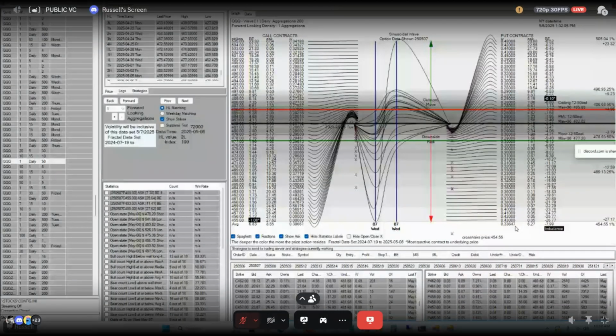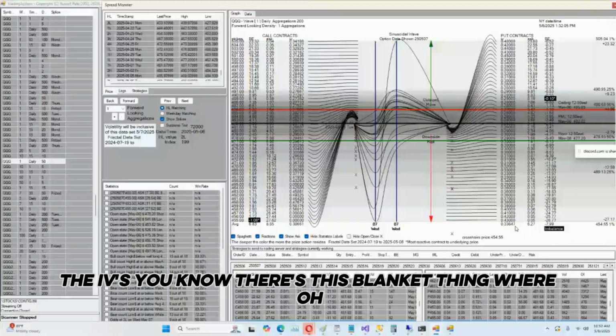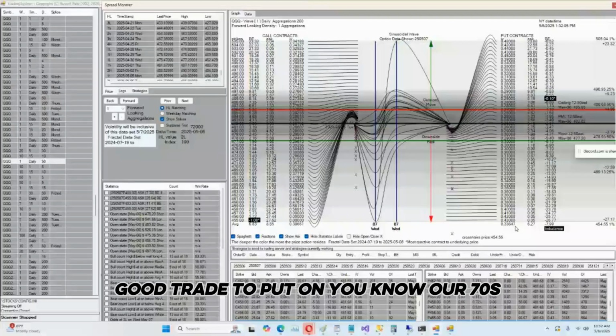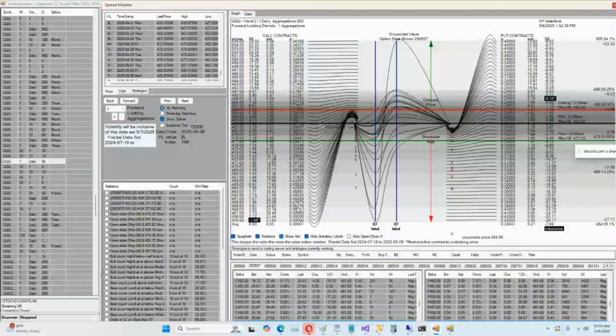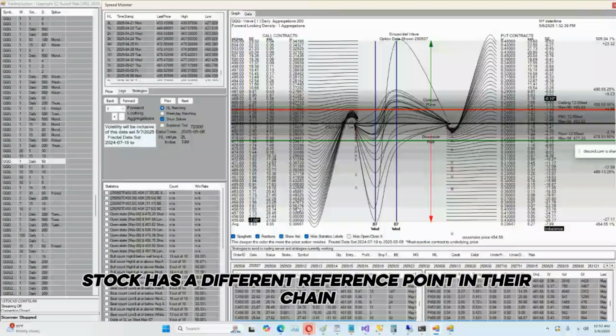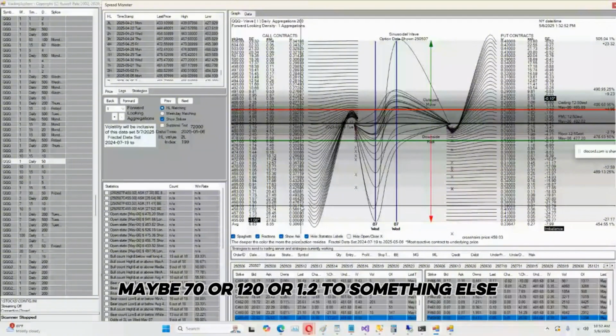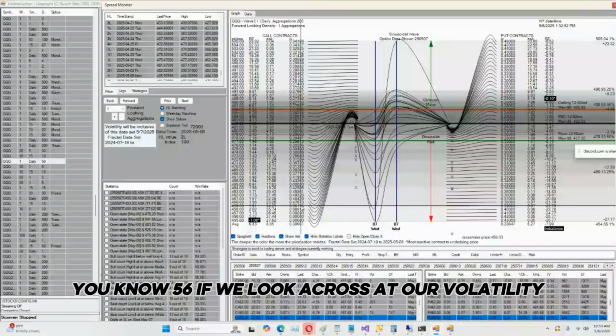The IVs, there's this blanket thing where, if it's in the 50s, good trade to put on, or 70s. And we can see that here. So notice our IV, and every stock has a different reference point in their chain. So what may be 50 to QQQ, maybe 70 or 120 or 1.2 to something else. But here it's showing a 50, 56.